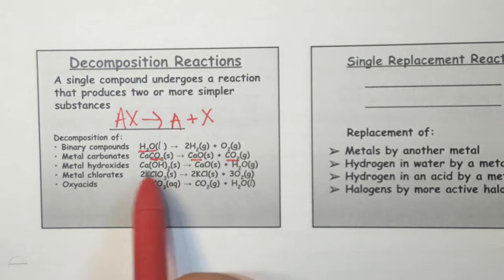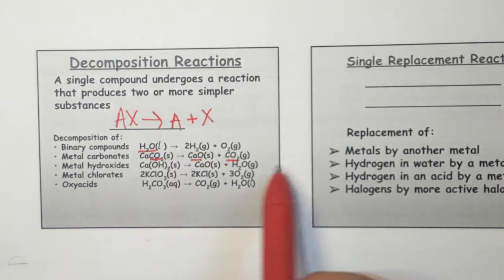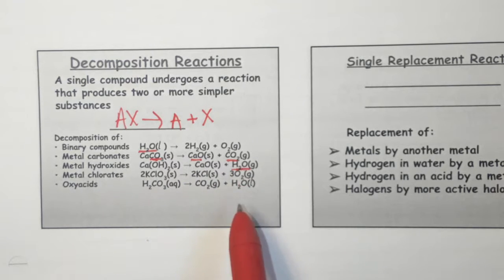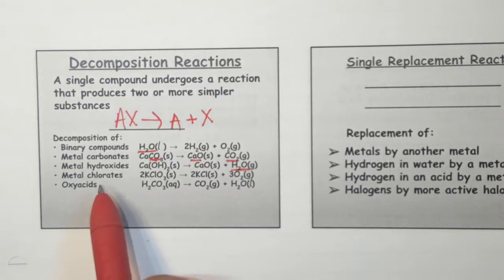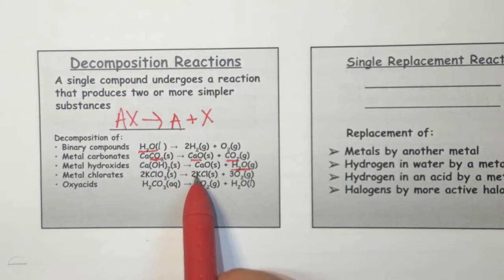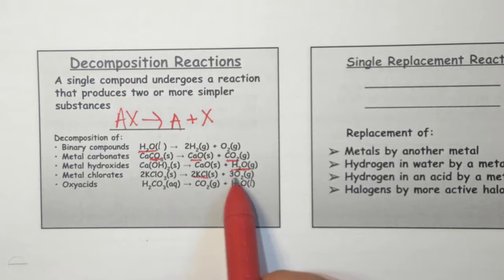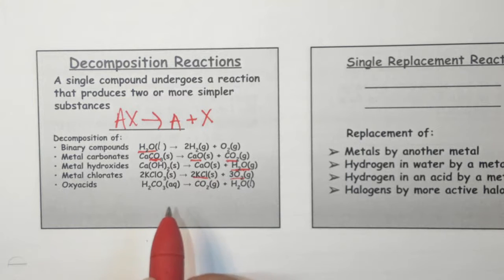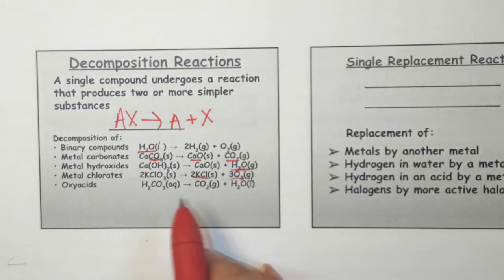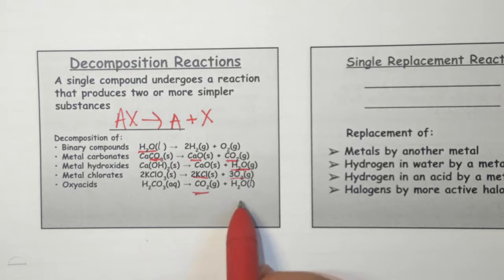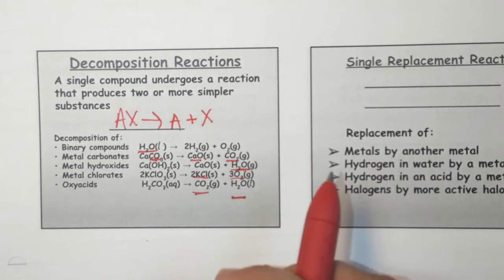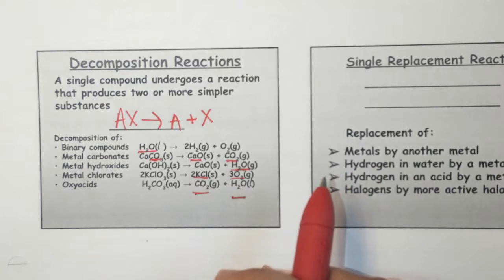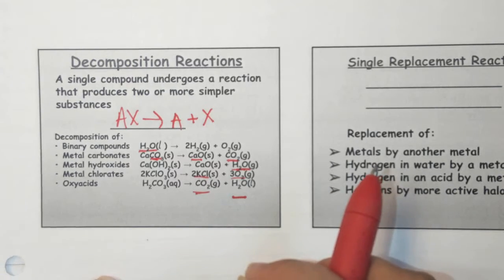The metal and oxygen are going to combine, and then we have H2O that always comes out. And then metal chlorates, we're going to have the metal and chlorine combine, and then oxygen comes out of it. Oxyacids are going to change. Basically, our acids are going to be different because it's going to form CO2 and H2O. It also depends on what type of acid you put into the equation.